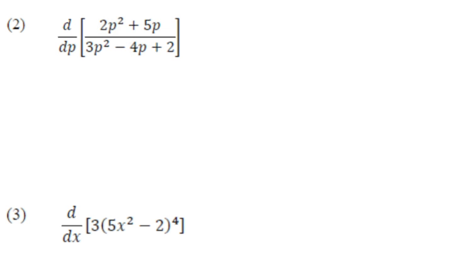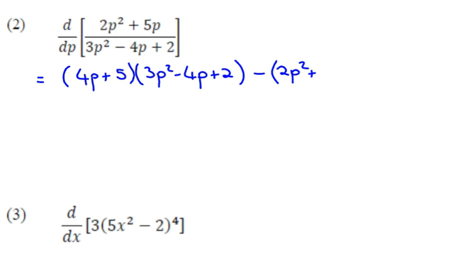Alright, in this question you can see that we're using the quotient rule. Again, take note of notation. The d over dp means I'm finding the derivative of this function with respect to p. So the moment you actually find the derivative, then you don't have to write that notation anymore. So I can go straight to finding my derivative here. I start with the derivative of the numerator, which is 4p plus 5, multiplied by the denominator as it stands. Then I subtract the numerator as it stands, multiplied by the derivative of the denominator, which gives me 6p minus 4.